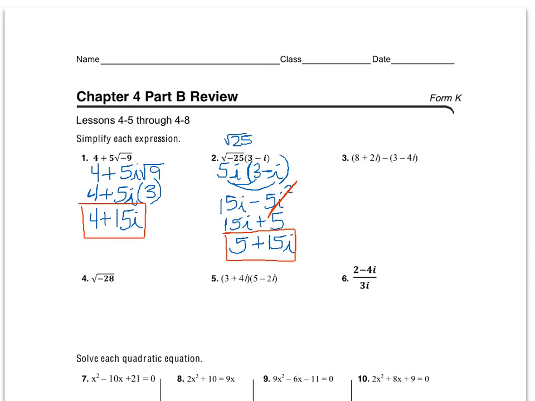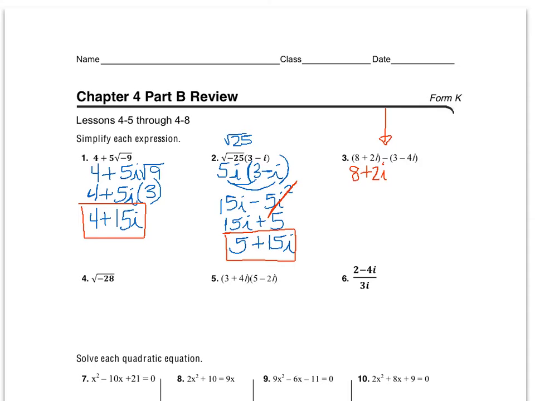Looking at number 3, we see we have 2 sets of parentheses. So first thing that you would think to do is to distribute, but if you take your time and you really look at the problem, you'll see that in between the parentheses is an operation symbol, and that symbol is a subtraction sign. So we're really not multiplying, we're really subtracting. So the first step is to remove these parentheses. So 8 plus 2i in our first parentheses, they're going to stay exactly the same because nothing's changing them. But the second parentheses, we have that minus sign in front.